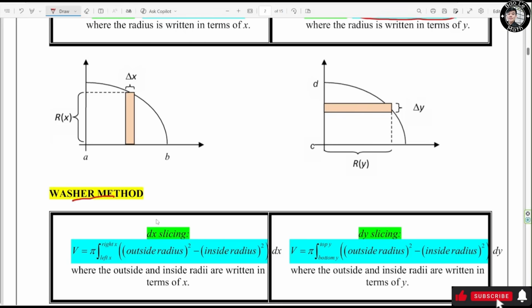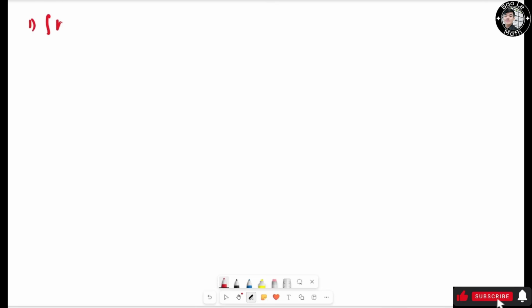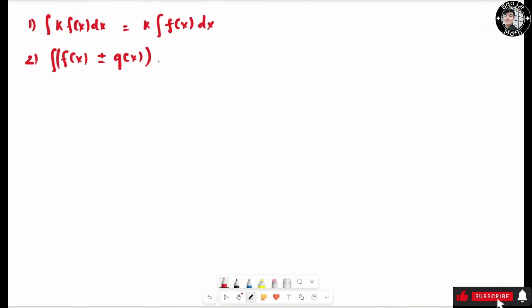Next, the washer method. You're going to use this formula if ds slicing, and this formula if dy slicing. Antiderivative rules. Number 1, the antiderivative of k f of s ds is k times the antiderivative of f of s ds. Number 2, the antiderivative of f of s plus or minus g of s ds equals the antiderivative of f of s ds plus or minus the antiderivative of g of s ds.